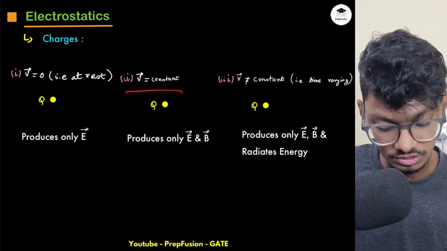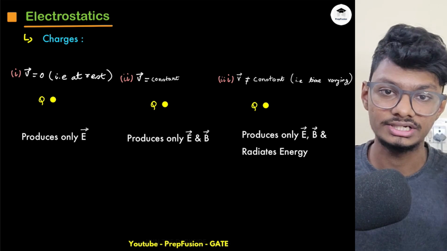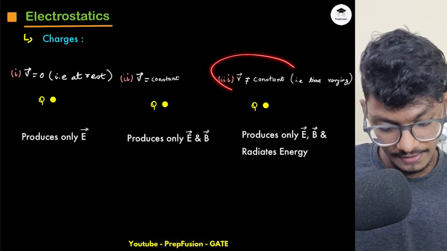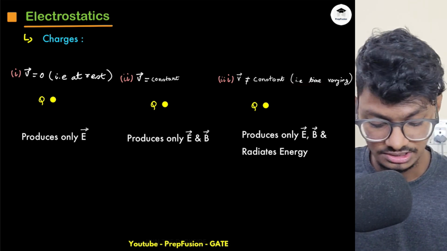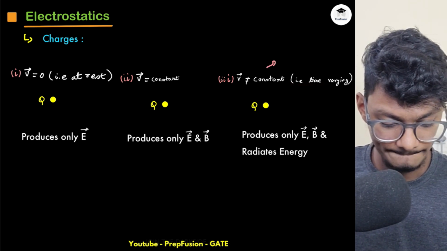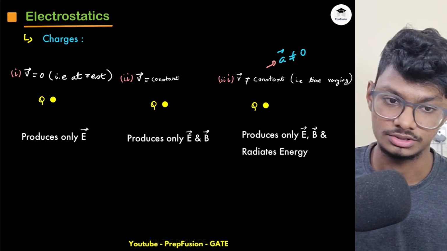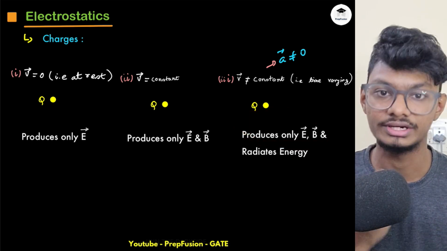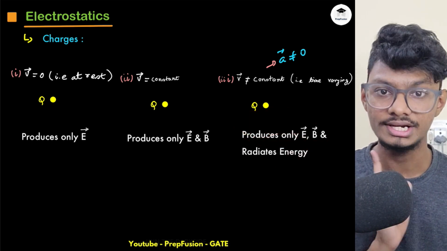If my velocity is constant, that means the charge is moving with constant velocity, it will produce both electric and magnetic field. If my velocity is not constant, that means it is time varying, that means my acceleration is not equal to 0. If my acceleration is not equal to 0, it will obviously generate electric field and magnetic field. Also it will radiate energy.